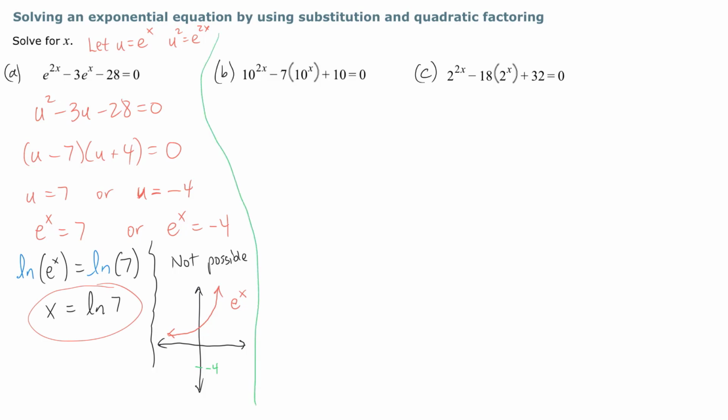What is the u sub in part B? What do you think? Should you let u equal 10 million? No, of course not. What should you let u be? Let u equal 10 to the x. And if you let u equal 10 to the x, then u squared is equal to 10 to the 2x. So let's rewrite the equation again. u squared minus 7u plus 10 is equal to 0. I'm pretty confident that you could finish the problem from here. So you might want to pause the video and try to finish this on your own.